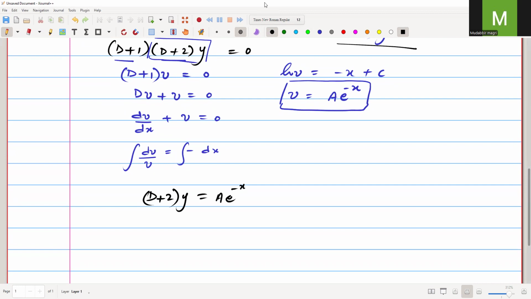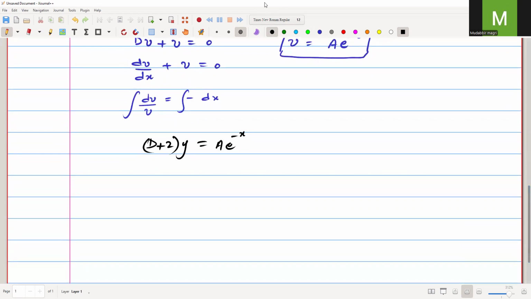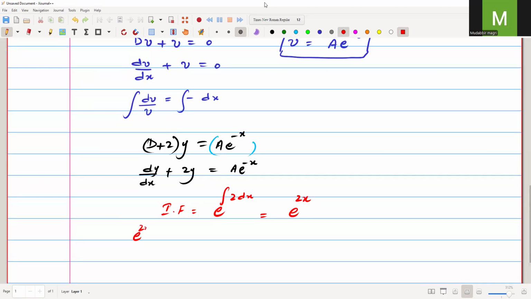This is again a linear equation, but this time it's not a homogeneous equation since we have a function on the right hand side. So we can write it as dy by dx plus 2y equals a e to the power negative x. We are familiar with solving these kinds of linear equations. We need to find the integrating factor, which will be e to the power integral of 2 dx. Therefore e to the power 2x is the integrating factor, and we multiply it with this equation.